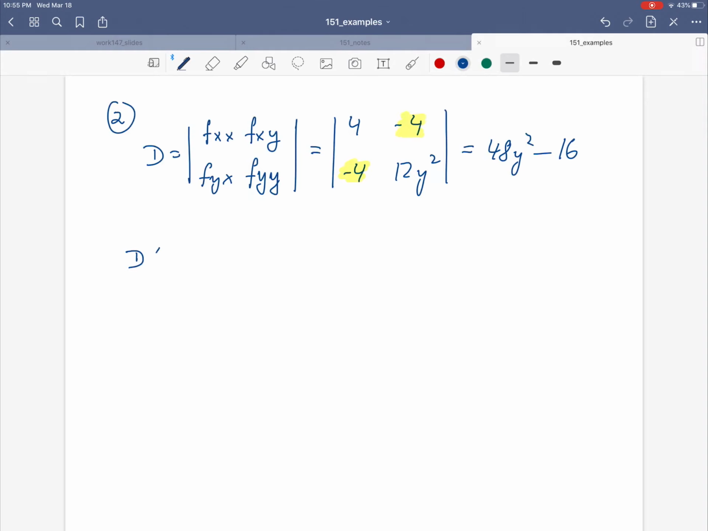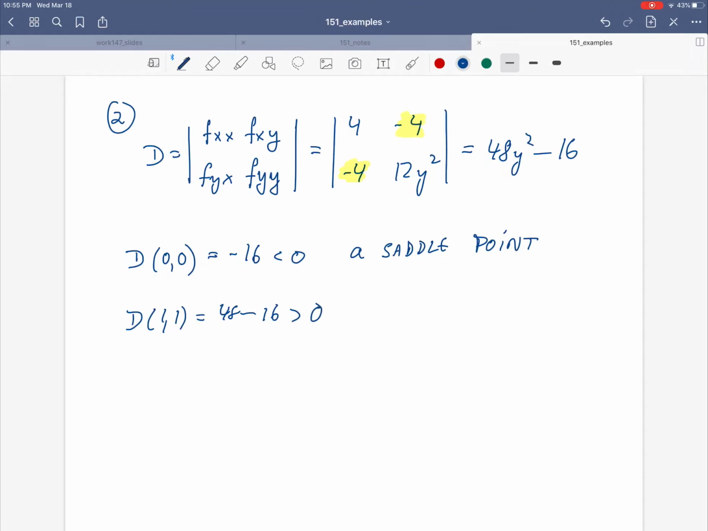So the discriminant at our first critical point (0, 0), when we plug in x equal to 0, y equal to 0, we get minus 16, that's negative, we have a saddle point. For that you need to remember how the test goes. For the next critical point (1, 1), the discriminant at (1, 1) is 48 minus 16, that's positive. I don't need the actual value, just to decide it's positive. So we will have a local minimum or maximum. We still need to look at fxx at (1, 1), as the test says.